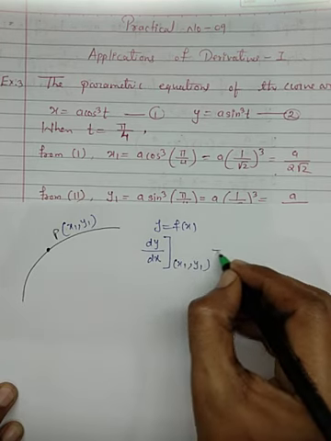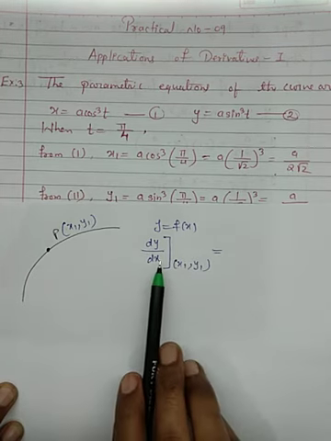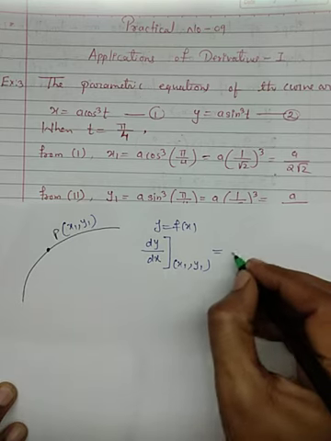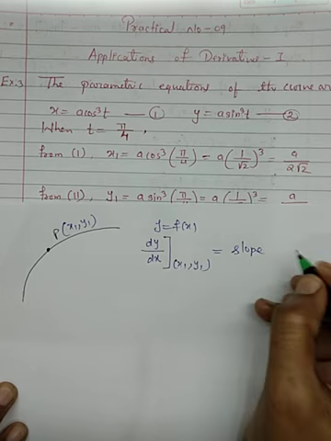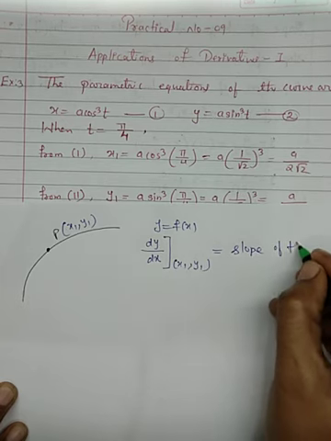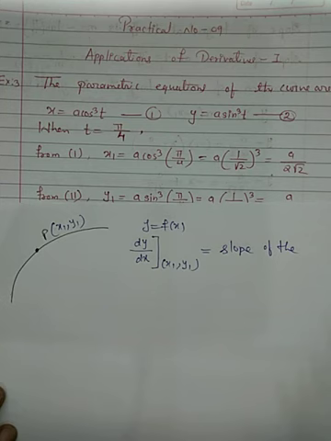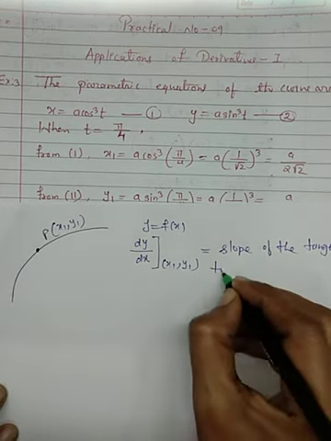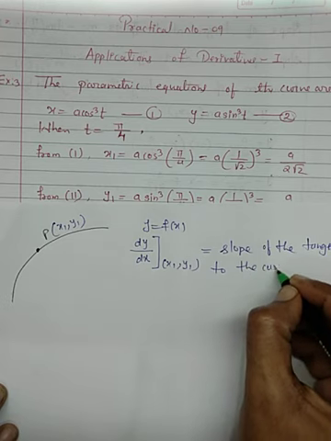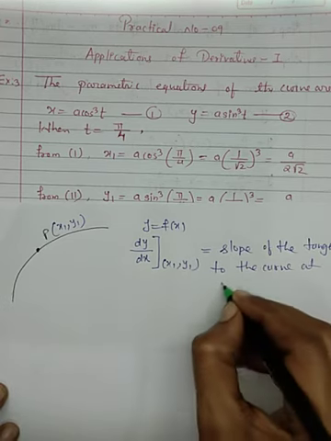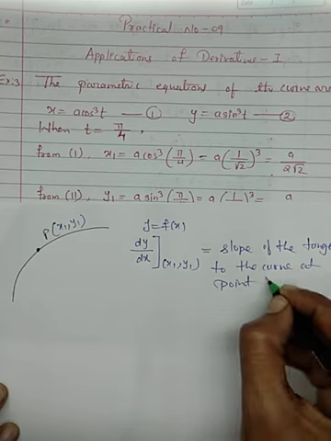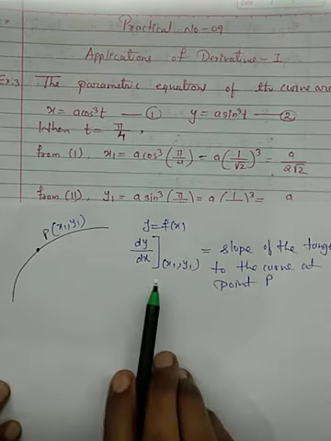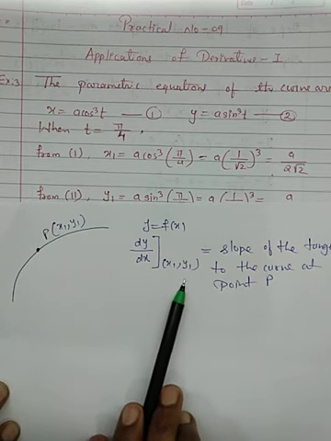And you know what this is? The derivative of y with respect to x at a particular point represents the slope. It represents the slope of the tangent to the curve at point P. It means first we will find dy by dx at x1 comma y1.